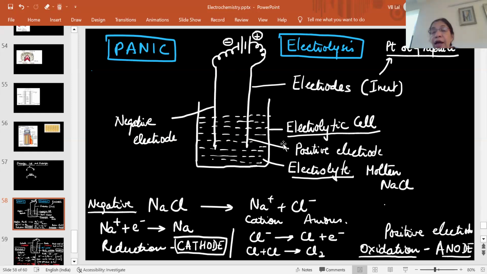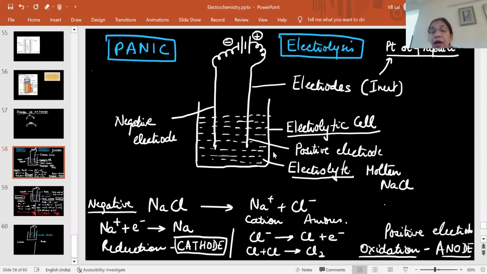Then the electrolyte that you take should contain ions. How will it contain ions? It will contain ions either if the electrolyte is in molten condition or if it is in aqueous condition. So here I have taken molten sodium chloride. Solid sodium chloride does not conduct electricity because it doesn't have free ions. So if you want free ions, you have to melt it. Then the force of attraction breaks down, and it breaks into sodium ions and chloride ions.